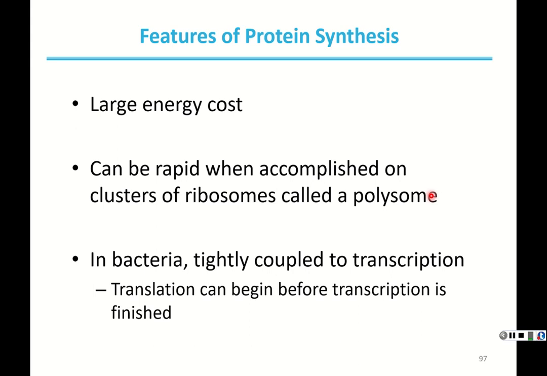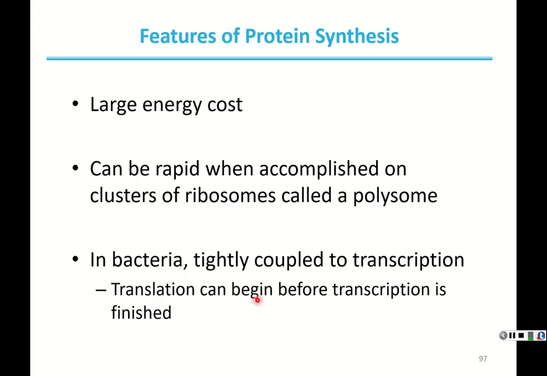So, some features of protein synthesis. One, there's a very large energy cost to this, but that's important because most of the reactions that occur in the cell are catalyzed by proteins, by enzymes. So we need to pay this large cost to be able to control the environment within the cell. It can be rapid when accomplished on clusters of ribosomes. Clusters of ribosomes bound together, called a polysome, can really speed this process up.